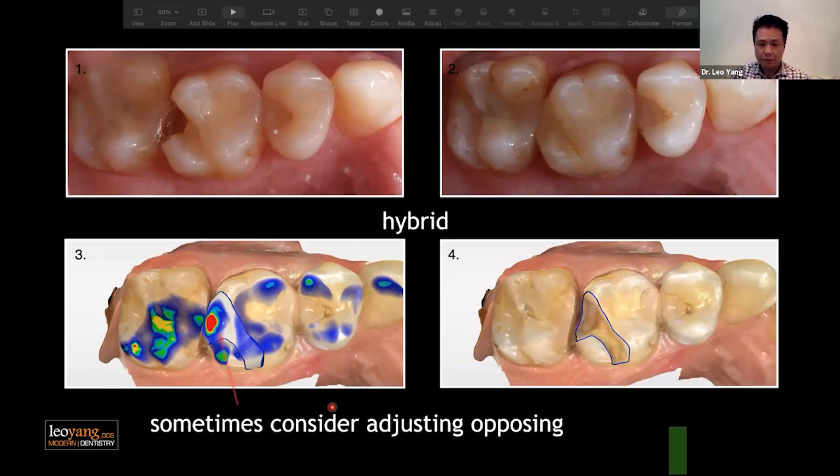So like I said earlier, sometimes you might want to consider adjusting your opposing tooth. But again, if you're going to do that, make sure you have that conversation with the patient and make sure they're okay with that, because you don't want to do something without them knowing, because a lot of times they think you're just shaving their tooth.